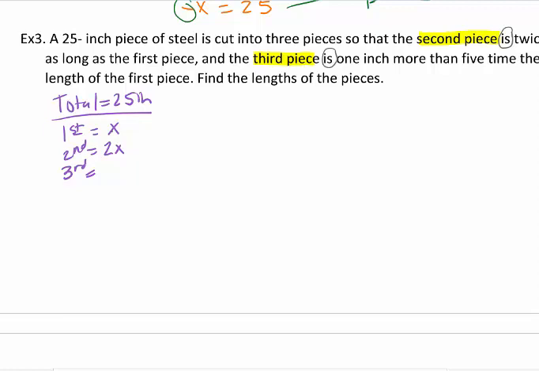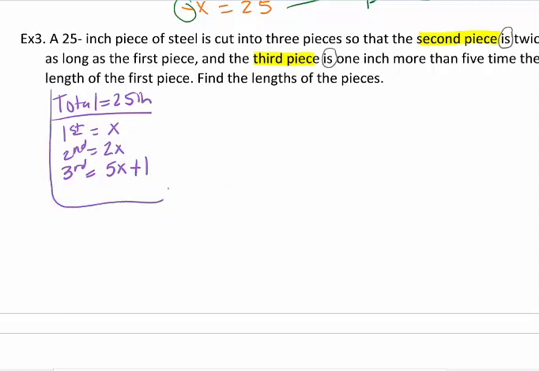This is a key piece I think is important. If you see the words more than or less than, always do it at the end. The more than doesn't matter, but if you keep that in mind for the less than, it will affect your answer. So if you see the word more than or less than, it always goes at the end. So 1 inch more than 5 times the first. So I'm adding 1 at the end.